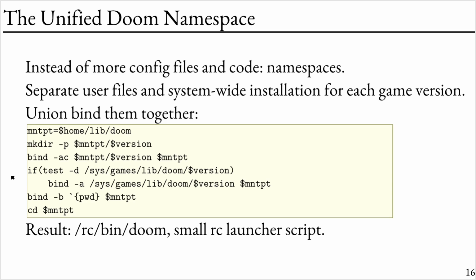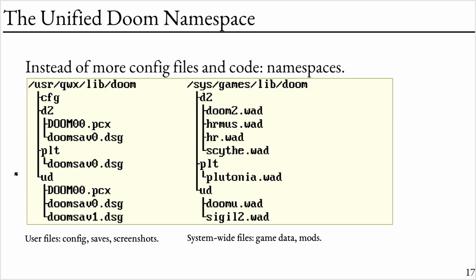Then on top of that, also bind the system files for the given game. By version, I mean Doom 2 or Ultimate Doom and so on. And then we just CD into this. As a result, every new file that will be created will be stored in the user directory for that specific version. So everything is nicely segregated. This idea has been implemented and shipped in the 9front distribution's launcher script. And this is kind of what the file organization would be like.